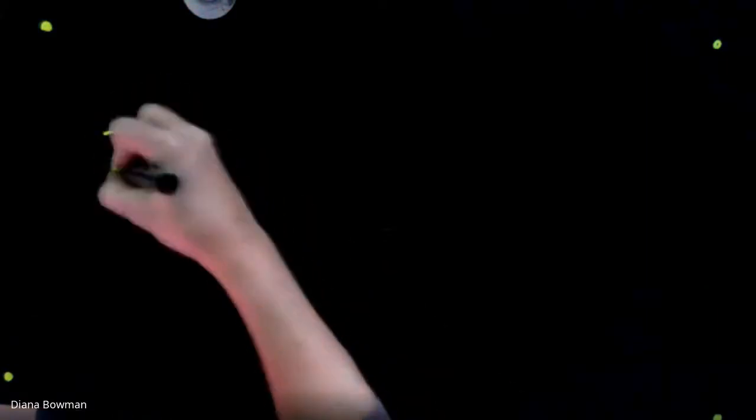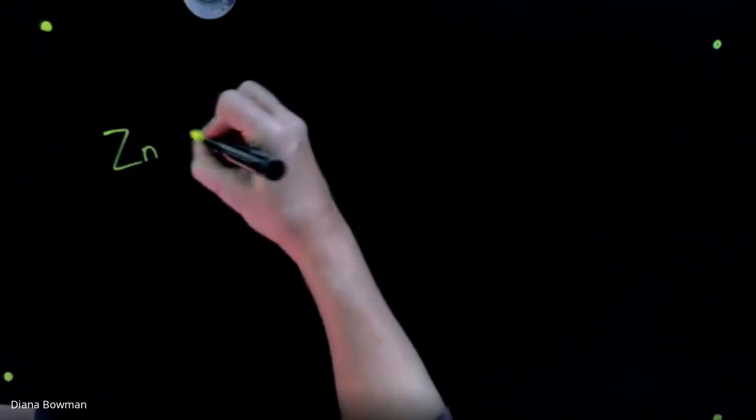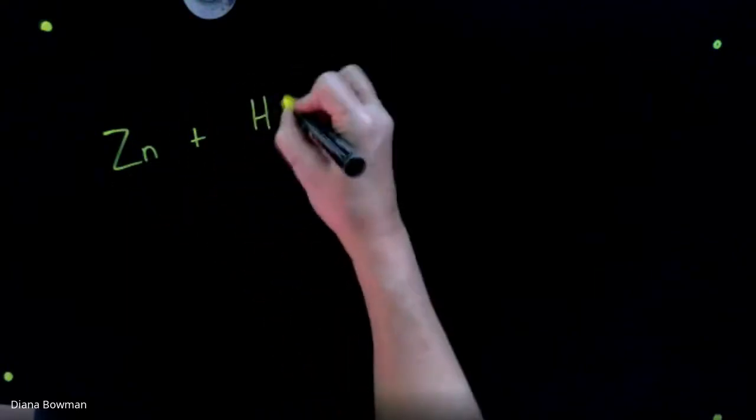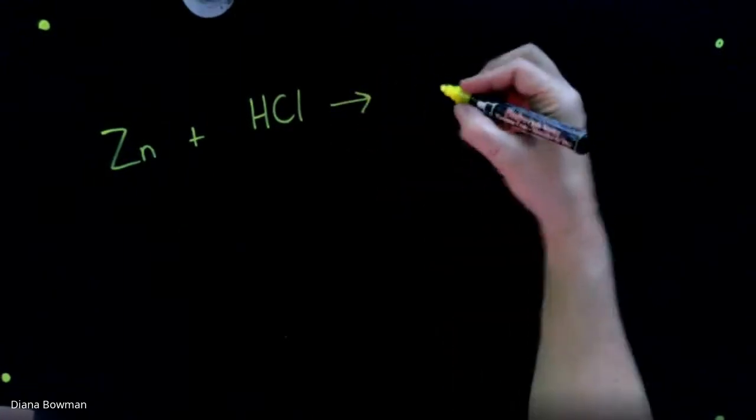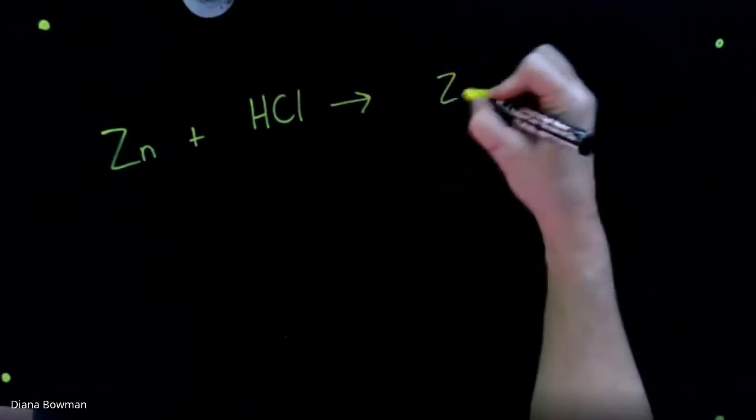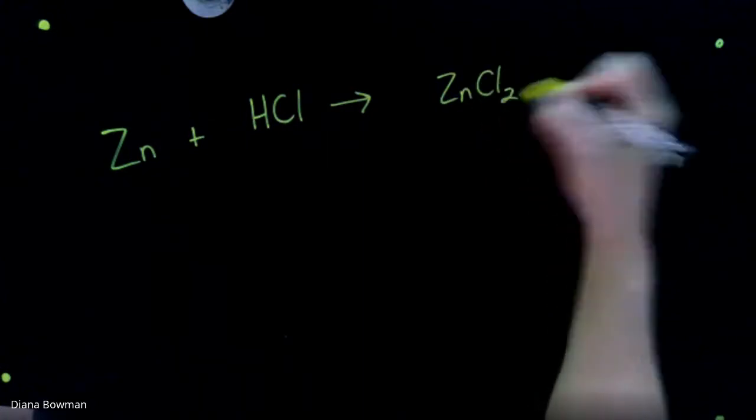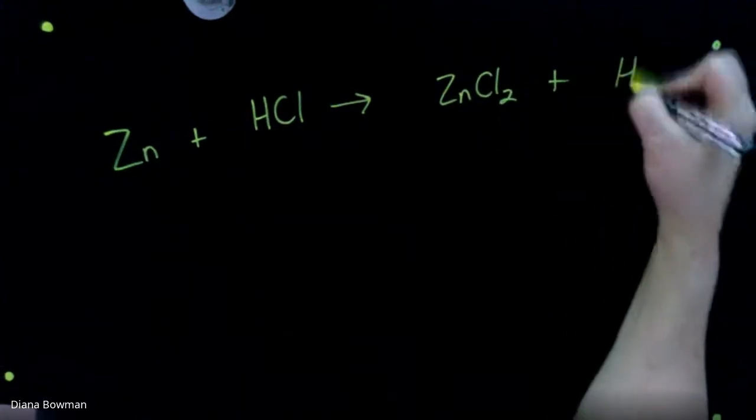7 on page 3. Thank you. So we're going to go to page 3, and we're going to do number 7. Okay. On this one, we have zinc, and it's going to be reacting with hydrochloric acid, HCl. And when we do, we're going to end up with zinc chloride, ZnCl2, plus some hydrogen gas.